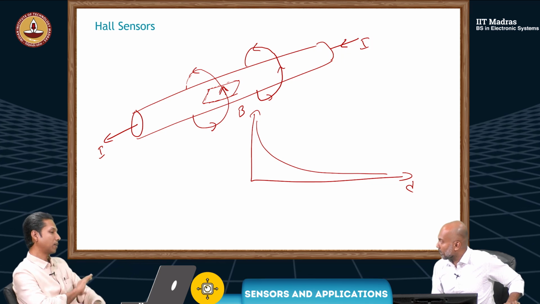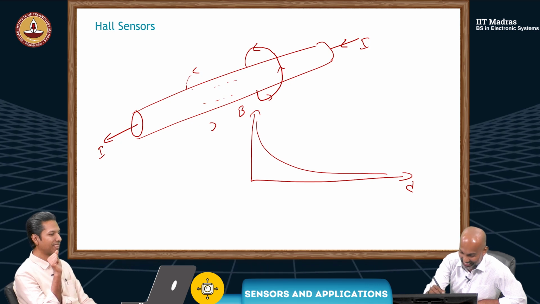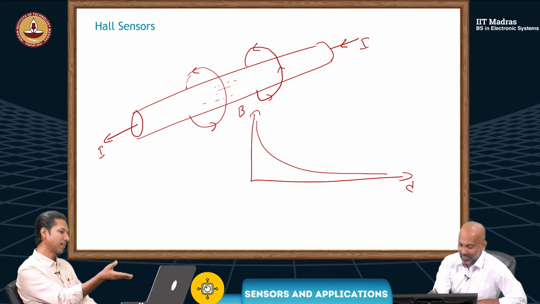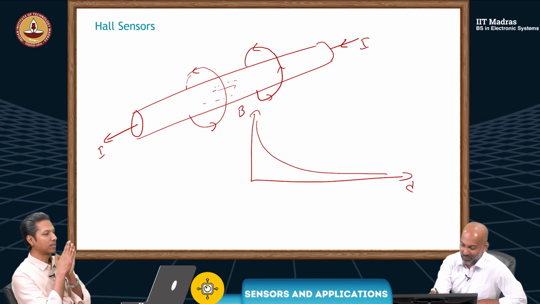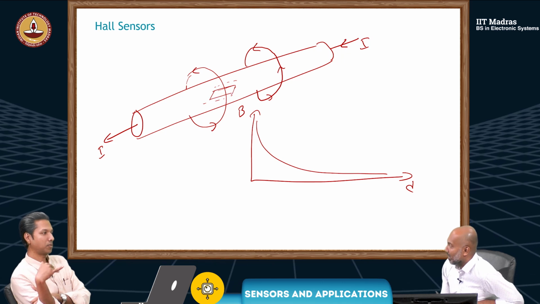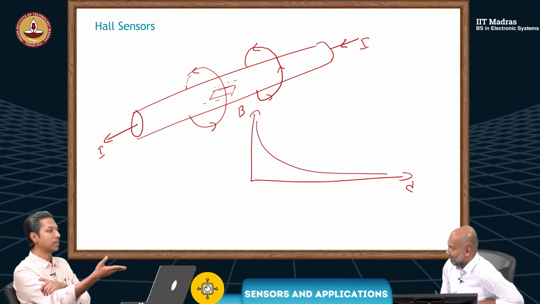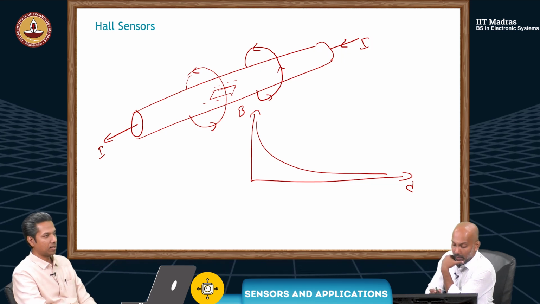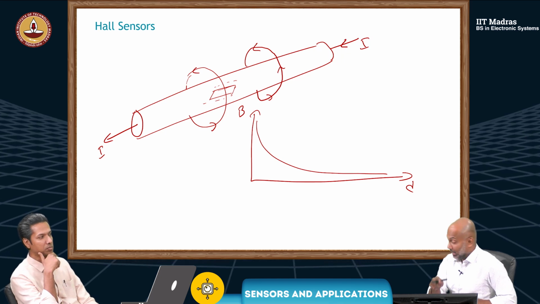Suppose there is some other conductor nearby, or some magnetic field due to another source, that will also influence the measurement. This IC doesn't know whether the field is coming from this conductor or somewhere else. So it's more prone to interference. Yes, interfering magnetic fields.